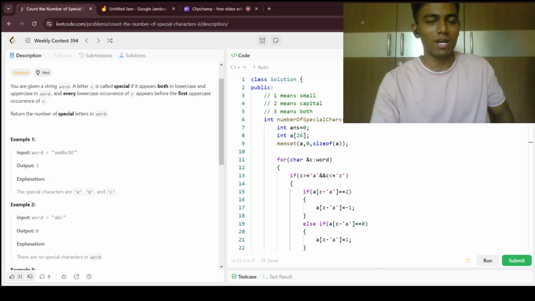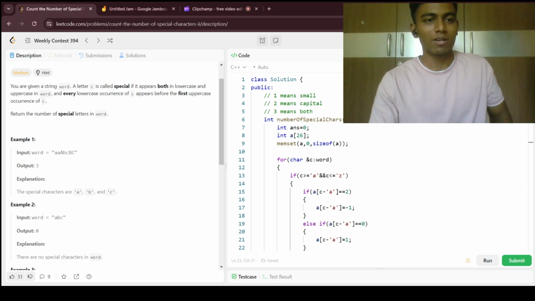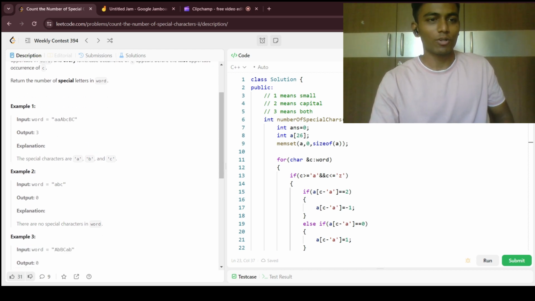And then if we come to the B, then B lowercase letter comes before the capital letter of B. So that's why we are going to consider B as our special character. And if we come to the C, C lowercase letter comes before the first occurrence of this capital C. Then we are going to consider it as a special character. And then we need to count the number of special characters. That's why we are going to return 3.